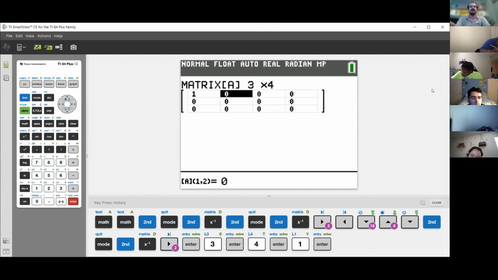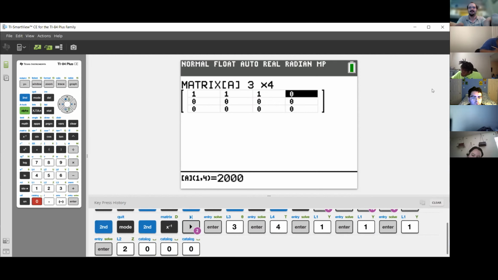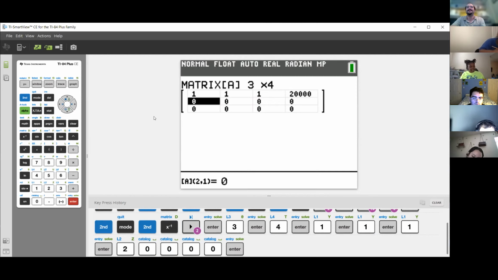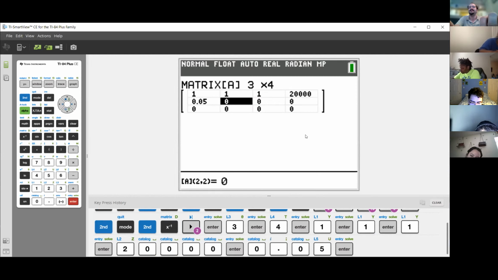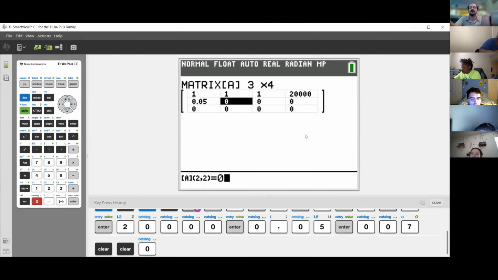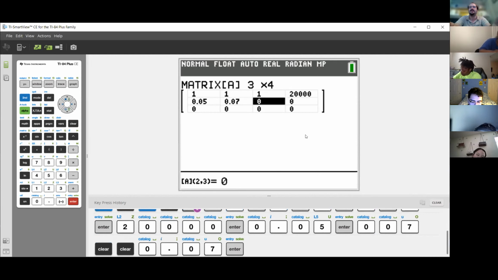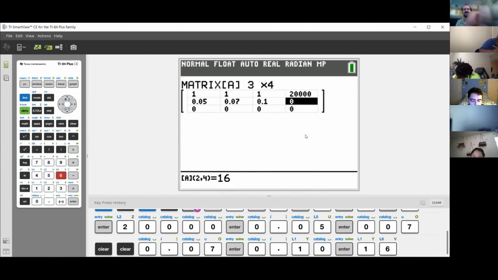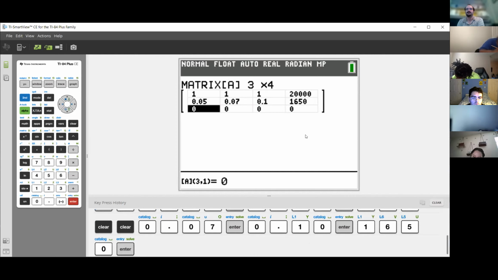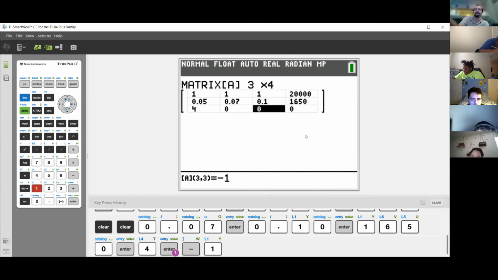And so the first one, I believe, is 20,000. The second one looked like, I got it right here behind you. No, I don't anymore. 0.05 was my A. My B was 0.07. I got to type it in right. My C was what, 0.10? And that gave me what, 1650? The last one was what, 4a minus c? So we have 4 in there. We have zero b's. And we have a minus one in the c.